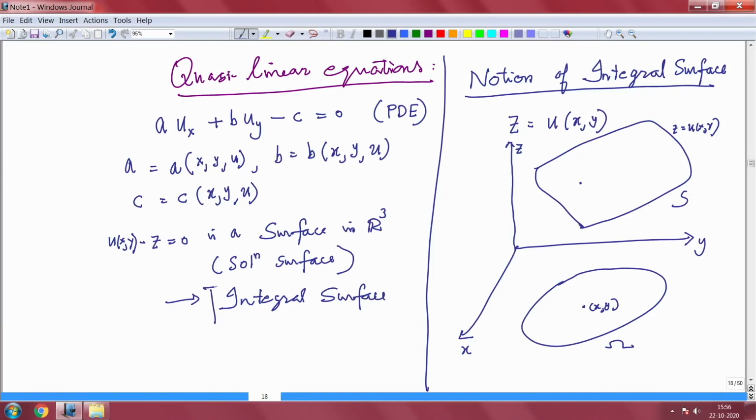Okay. Now, try to understand my PDE with this concept. So, you have a concept of integral surface. The integral surface is nothing but z = u(x,y). So you have the function u defined in a 2-dimensional domain omega. On each point you associate your u(x,y). So you get a surface, and that surface is called an integral surface.